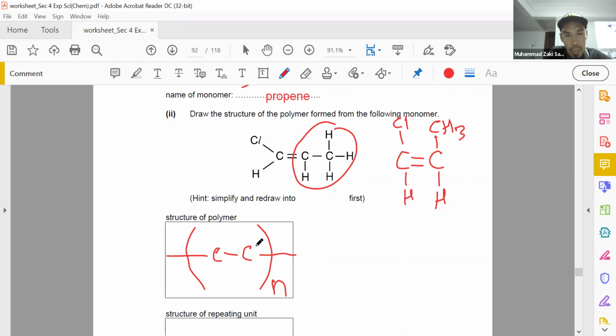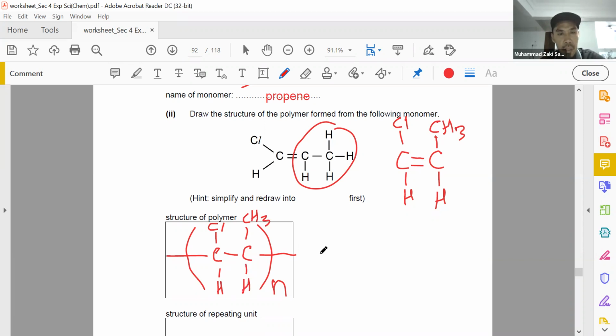C, no double bond. Please remember, most students are always trying to draw a double bond here. Either they are careless or they are just ignorant. Then this part carbon gets chlorine and hydrogen. The other part of carbon, sorry, gets CH3 and H.